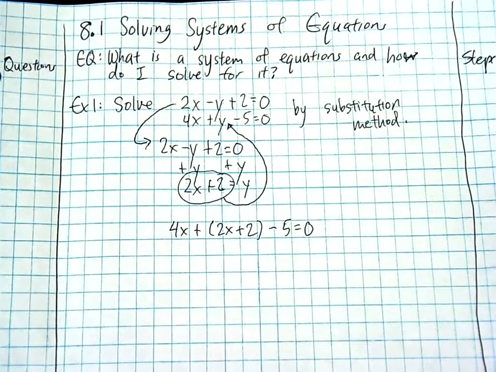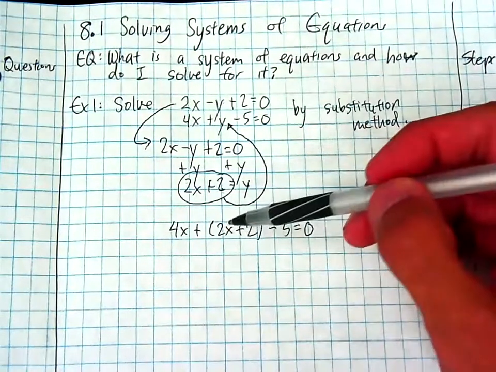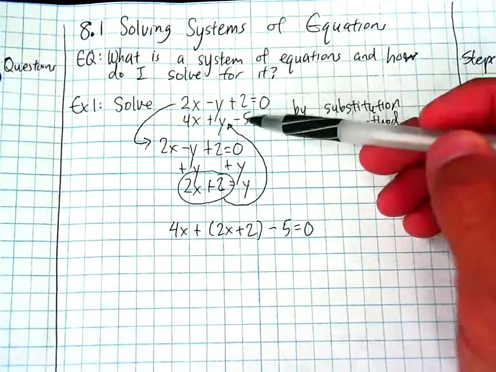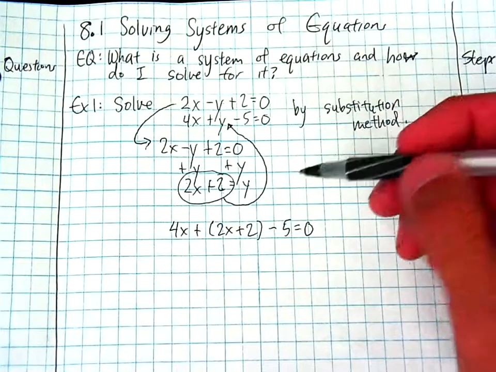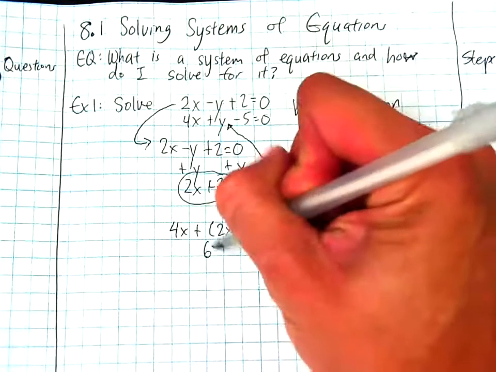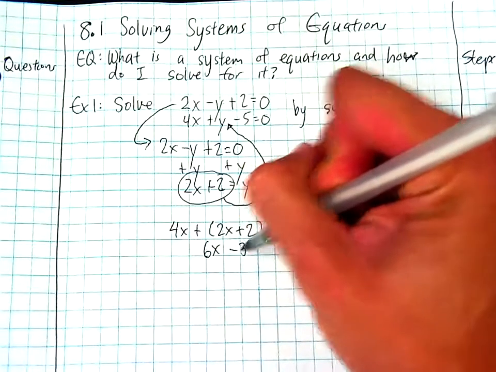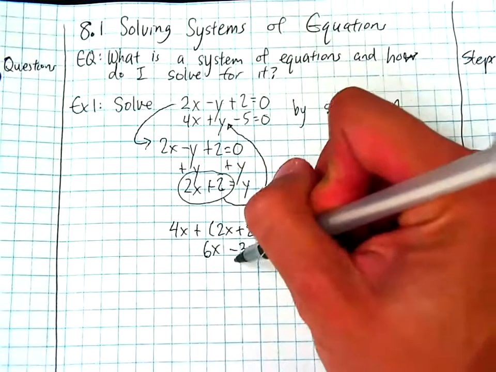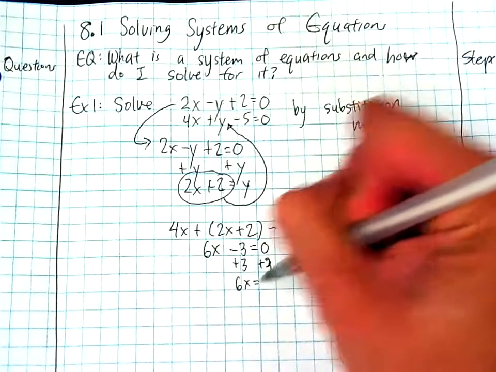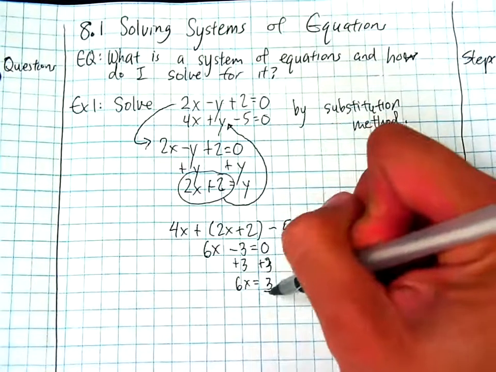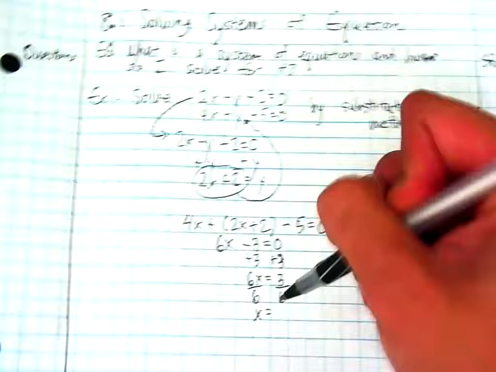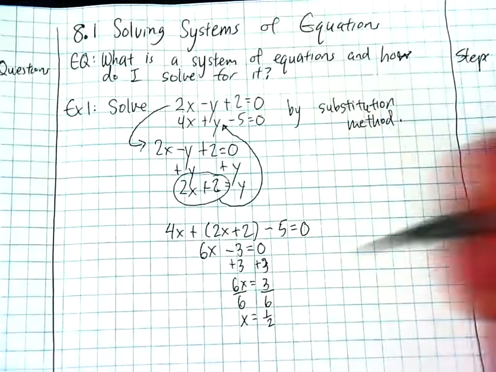So if you notice now, I only have one variable, and it's very easy to solve for one variable. Whereas back in the original equations, I had two variables. So I'm going to combine like terms. 6x minus 3 equals 0. I'm going to add 3 to both sides. 6x equals 3. Then I'm going to divide by 6 because I want the x all by itself. So x is 1/2.